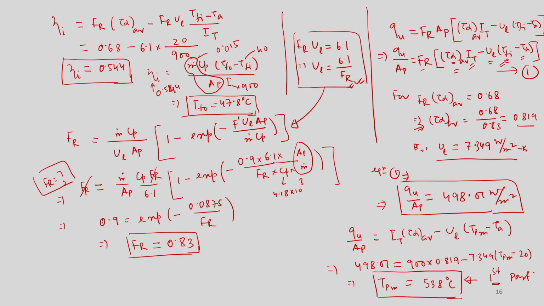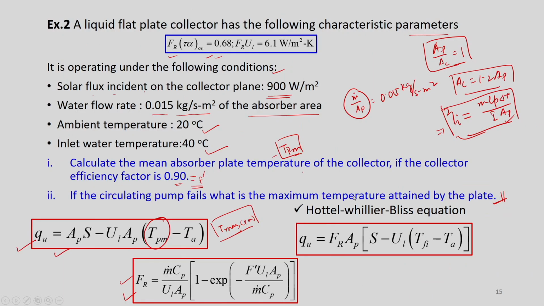So, this is the solution for the first part. Now we have calculated the mean temperature of the absorber plate if the characteristic parameters are given for a particular collector, right. Now, our next step is if the circulating pump fails. The pump will circulate, and if the circulating pump fails, there is no useful heat gain. So, in the second part of the problem, useful heat gain, or QU, is equal to 0.